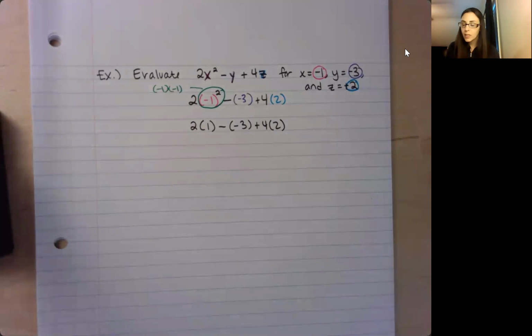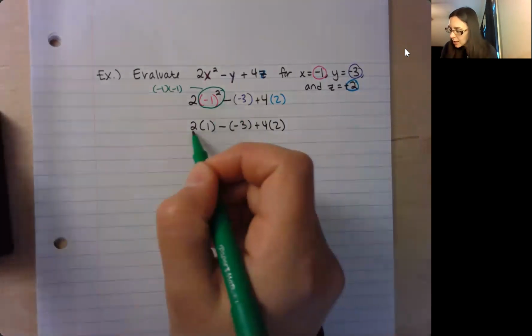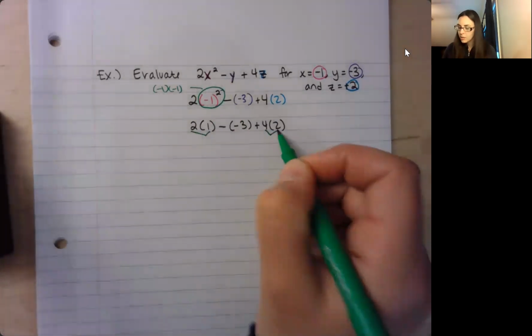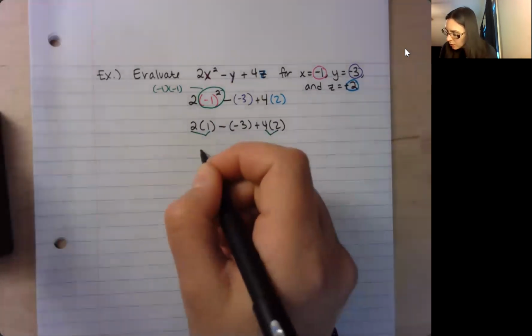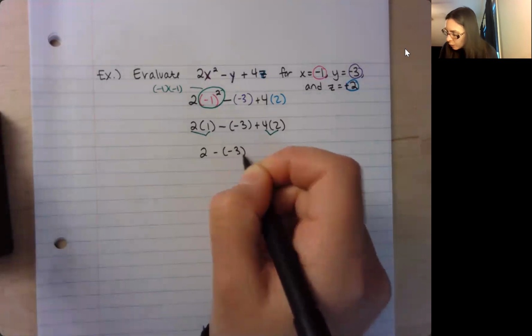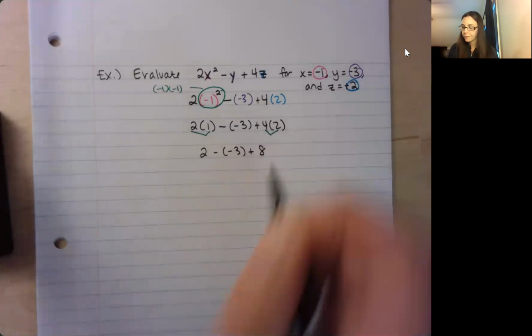All of my exponents are done, so now I'm going to move on to multiplication and division. I just have multiplication here and here. So 2 times 1 is 2, and 4 times 2 is 8.